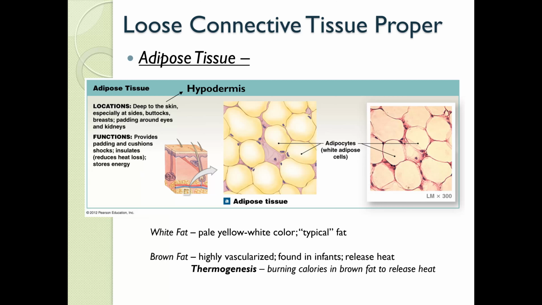The other type of fat is brown fat. It is highly vascularized with blood vessels, and that is what makes it look brown instead of white. We do know that infants have a lot of brown fat, and the function of brown fat is to release heat through a process called thermogenesis. So the brown fat burns up calories to release heat. Now, it used to be thought that adults had no brown fat, but new research is showing that adults do still have some small amount of brown fat in their bodies, and there is a lot of research underway of how we can activate this brown fat to help the obesity epidemic.